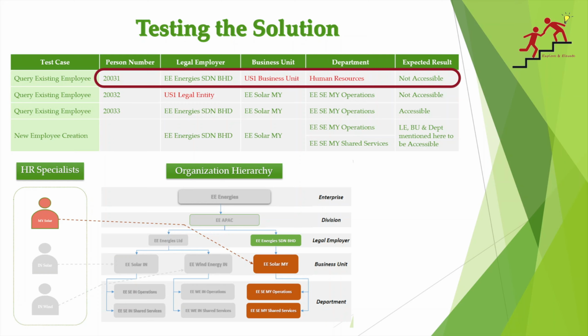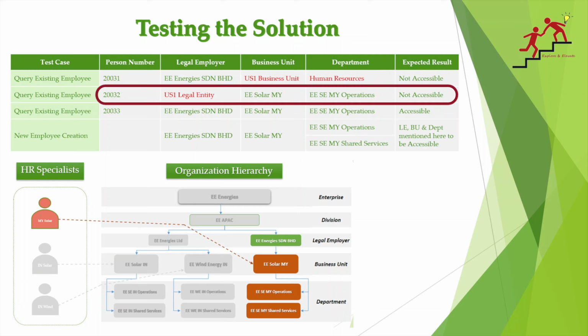The MI Solar HR Specialist user should have access to this legal employer, whereas he should not have access to this business unit and department. So the expected result is this record should not be accessible. And if you look at the next record, we have access to the business unit and the department, but it is a different legal employer. The HR specialist named MI Solar should not have access to this legal employer. So this record also should not be accessible.